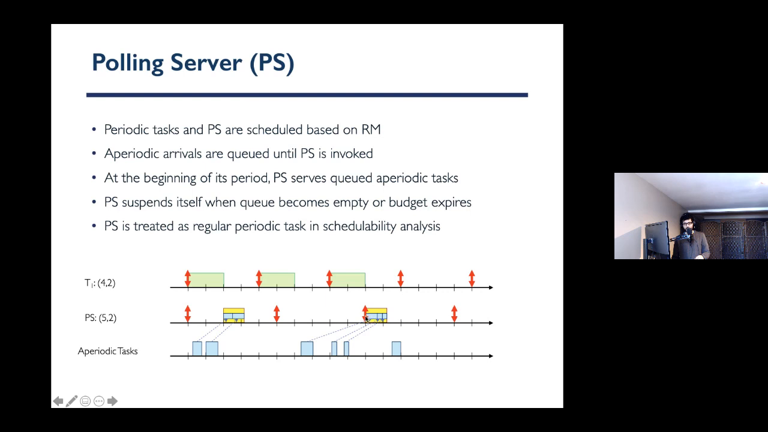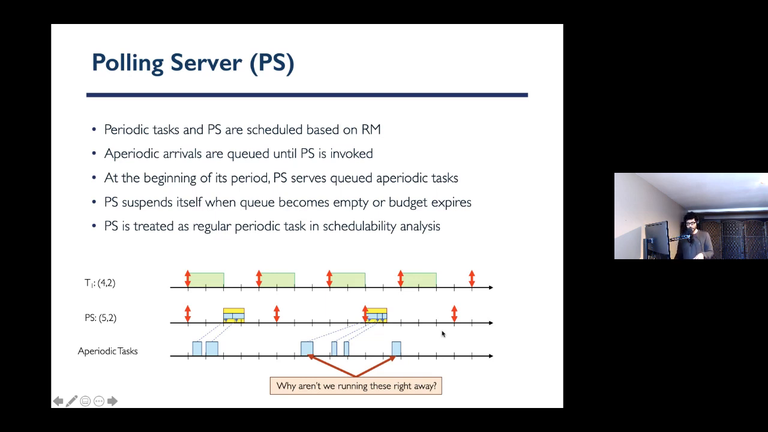Please note that this is actually less than my budget, right? I still had some time left, but because I didn't have any job in my system, I just yielded. I yield. So I'm done with this period. And then in future, I'm going to get some aperiodic task here, but because I'm done, it is going to go to my queue for the next period, and so on and so forth.